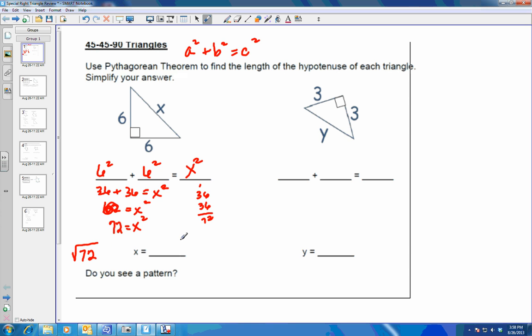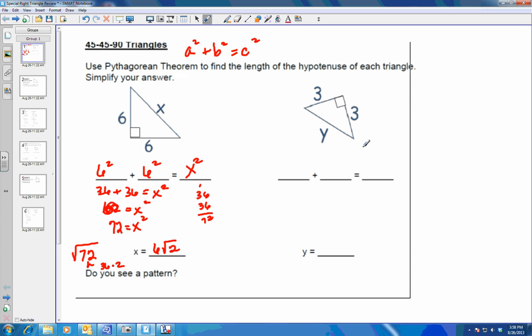Well, I know that 36, if I break this down, 36 times 2 gives me 72, and 36 is a perfect square. So this actually breaks down, x is equal to 6 square root of 2, because this 36, the 6 comes out, and the 2 is going to stay underneath the square root sign. Okay, so let's do it again for this triangle.